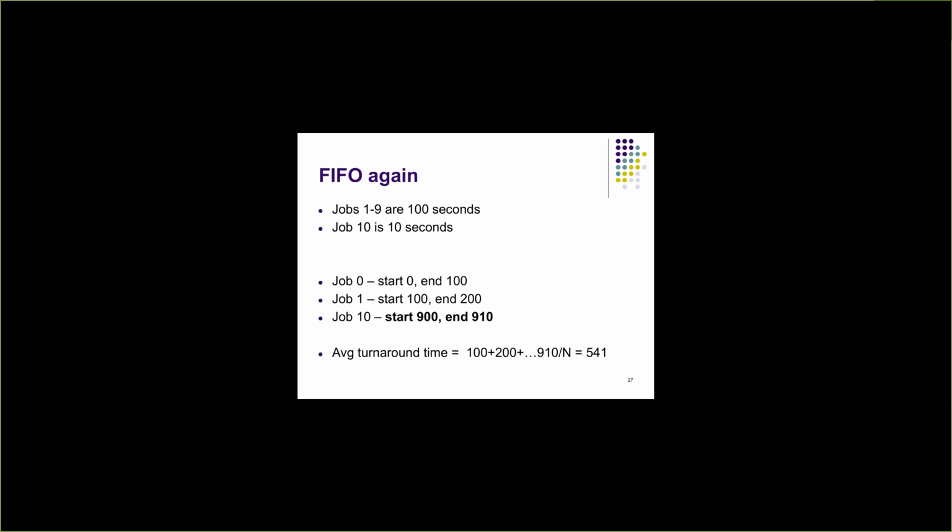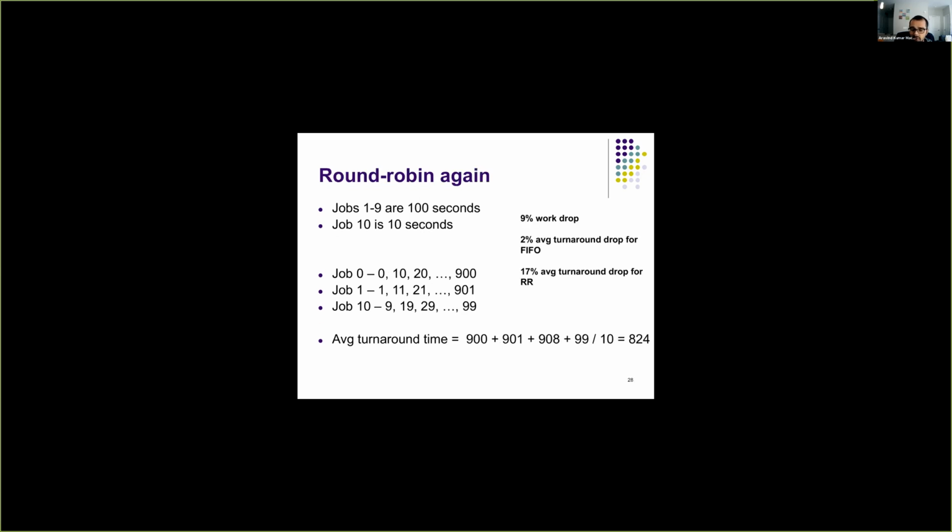If we use FIFO, everything stays the same except that job 10 now ends at 9:10. So here the average turnaround time is 541. It decreased a bit. But for round robin, the average turnaround time decreased relatively more. Our total work that needs to be done dropped by 9%, whereas this 9% drop resulted in only a 2% turnaround drop for FIFO, and a 17% turnaround drop for round robin. So this should give you a hint: for different job configurations, round robin seems to be doing better.